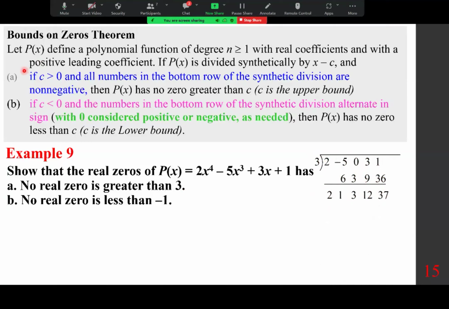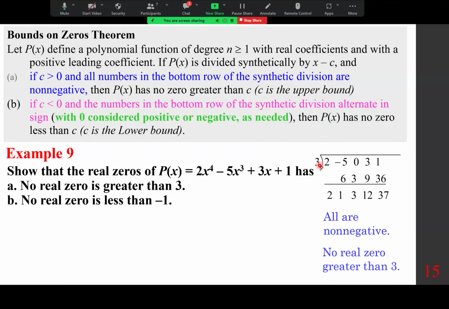According to this, if c is positive, that means this number, and it is, and all numbers in the bottom row, the result of this division, are non-negative, then that's the bound. Okay, so all are non-negative, no real zero greater than 3. By the way, if 3 is the bound, of course, if you choose 4, anything less than 4 will work, anything less than 5 works, but we are hoping to get the smallest positive number. It makes life easier that way. So I hope everybody is following as to why we do that.